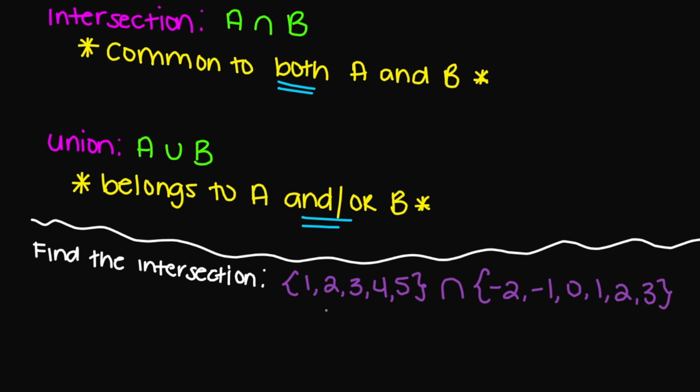In this example, I do have a 1 that's common, so that's good. Do I have a 2 in common? That's good. A 3, have that in common as well. A 4, I do not have that in common. What about a 5? I also do not have that in common. On this side, I do not have a -2 in common. I do not have a -1 in common. I also do not have 0 in common. The numbers I do have in common are going to be 1, 2, and 3. And this is your final answer here.